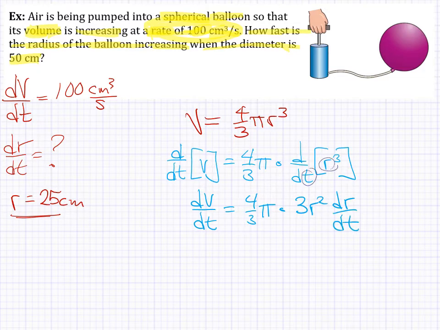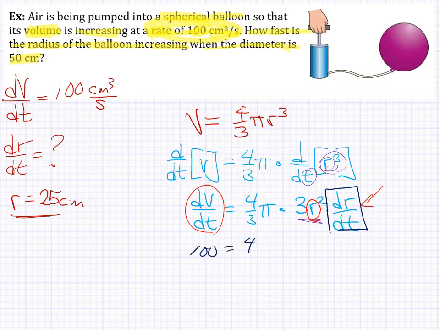This variable and this variable are not the same, so we take the derivative, so 3r squared, and then we multiply by the derivative of the inside, which is the derivative of r with respect to t. And so we're looking for this. We were given this and this. It's just a matter of solving for the variable that we're looking for, dr/dt. So let's fill in what we know. We know the change in the volume is 100. We have 3 times r, which was 25, squared times dr/dt.